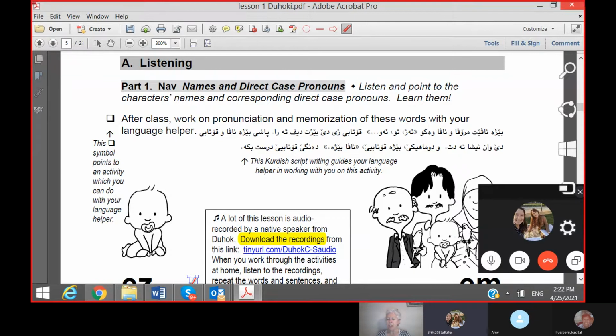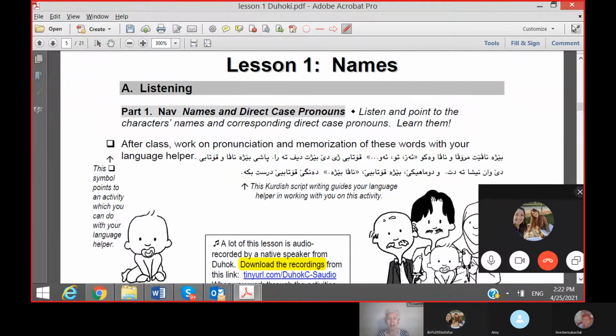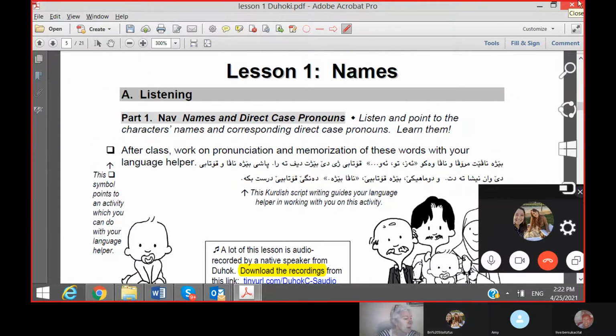Thanks. Okay, so we're going to look right at lesson 1. It's on page 1. So if you have a book, you want to get the book in front of you. And basically what I'm going to do in these lessons is just read through it. I'm going to introduce to you how to use the book. It is my goal to teach you how to use the book. It is not my goal to teach you Kurdish. That's what your language helper is for.